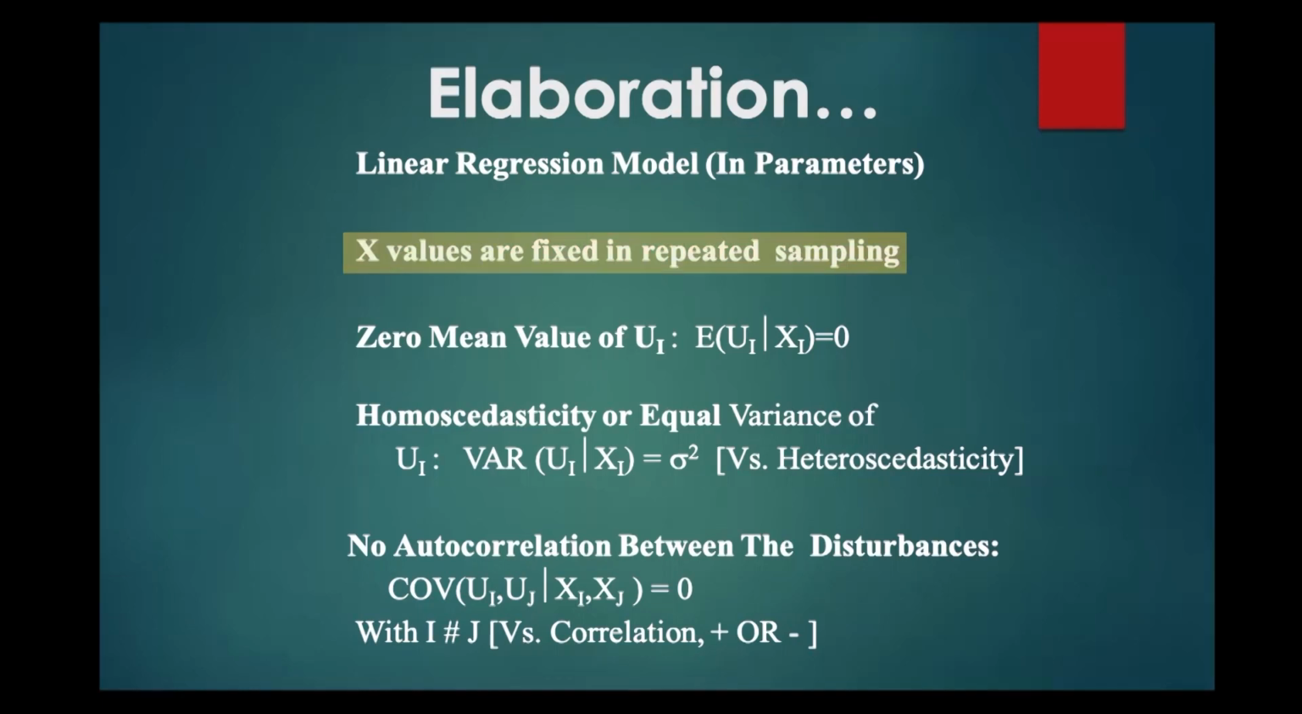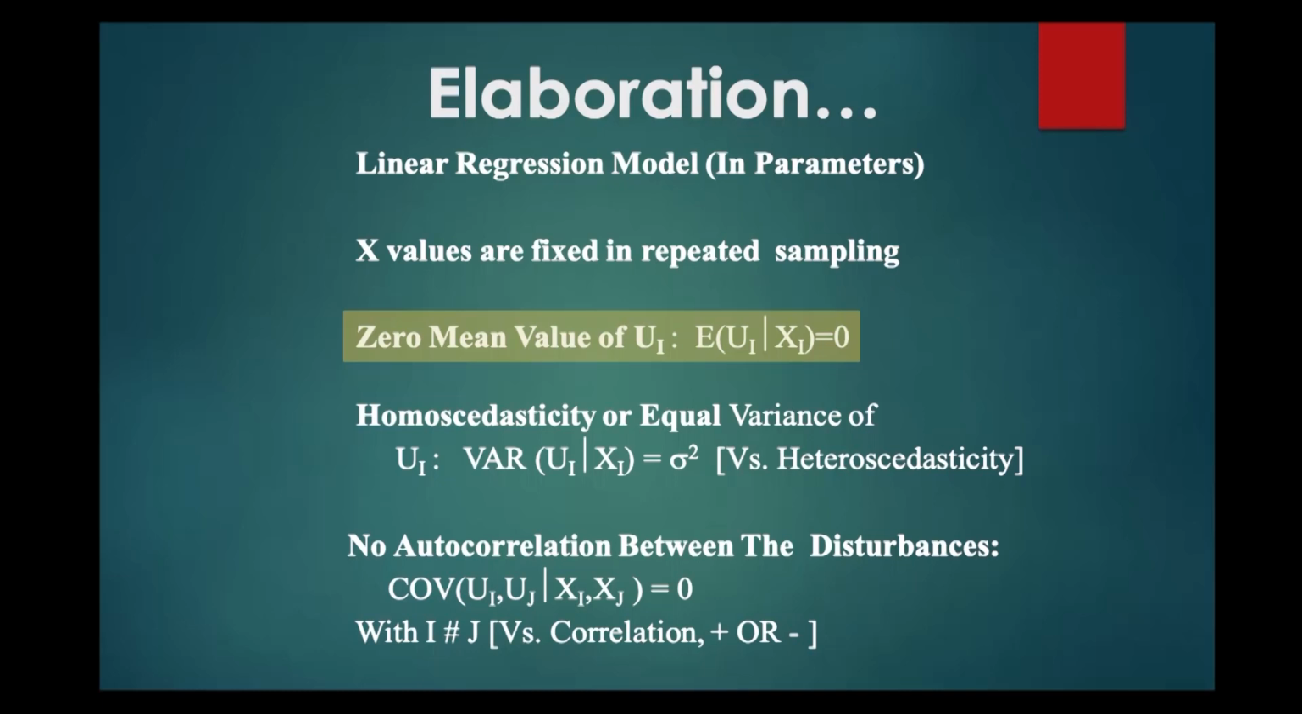Go to the next important assumption: X values are fixed in repeated sampling. This means that when you are collecting a sample from the population, there should not be any kind of variation in the X values. They should be the same across all the sampling distributions that are collected. The third assumption says zero mean value, which means that over the samples, the error term should have a zero mean. What does it mean? It means on average, the sum total of all the errors must be zero.